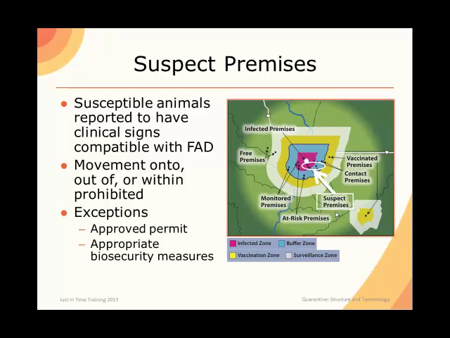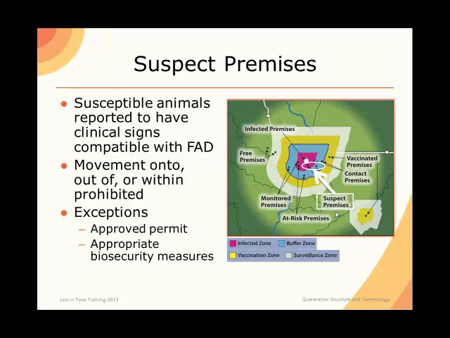A suspect premises is a location under investigation due to the presence of susceptible animals reported to have clinical signs compatible with the foreign animal disease. This designation is intended to be short-term, and the premises will later be redesignated following investigation.